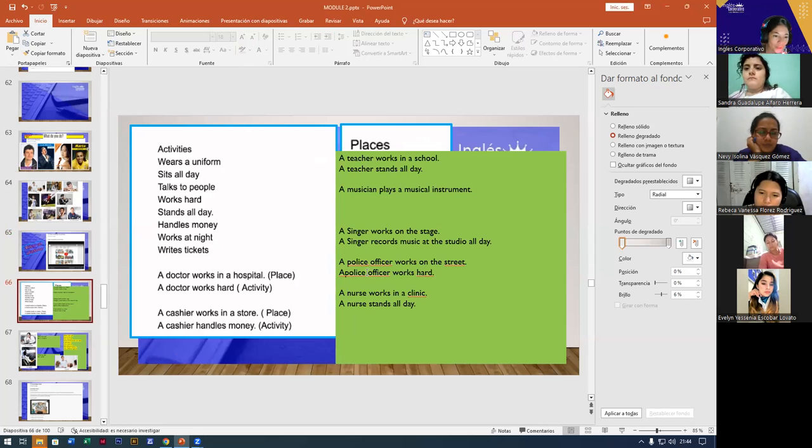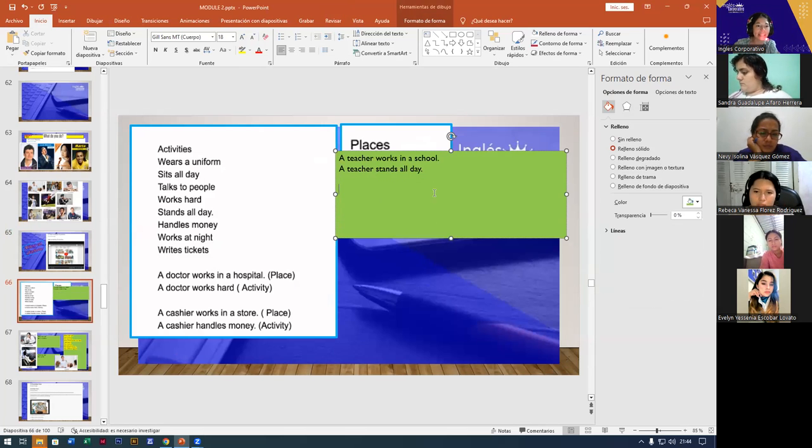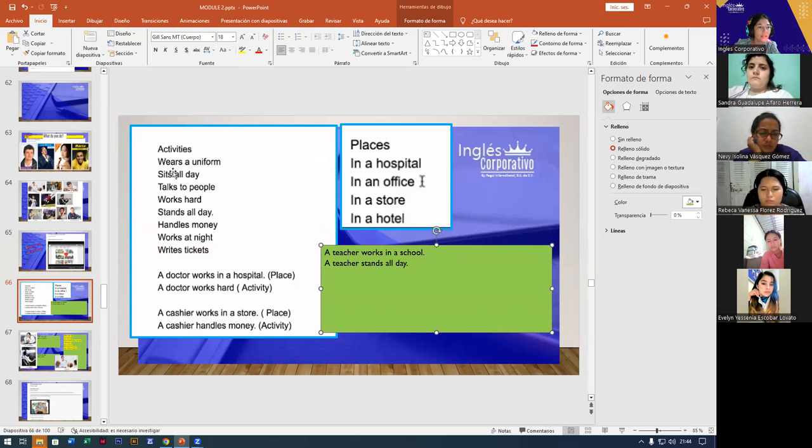All right, now what we saw there, we can include other activities. But let's say here, let's complete the ideas. As we know here, we have different activities, but with the third person form, it depends on the professional that you have. For example, you have wears a uniform, sits all day, talks to people, works hard, stands all day, handles money, works at night, writes tickets. Do you have a question with these activities?